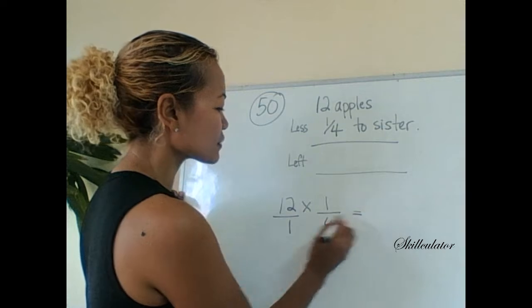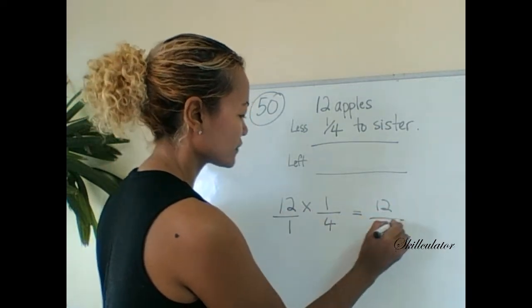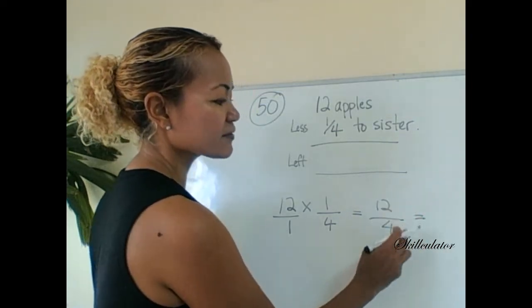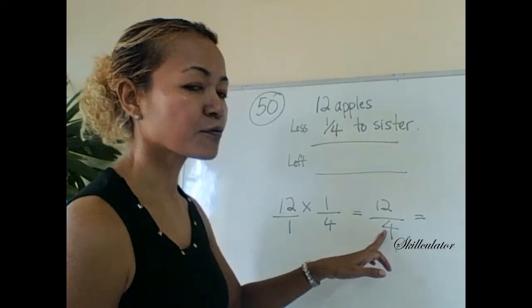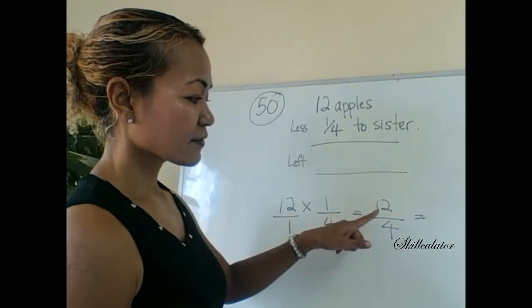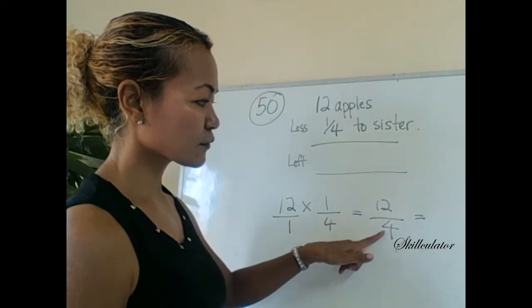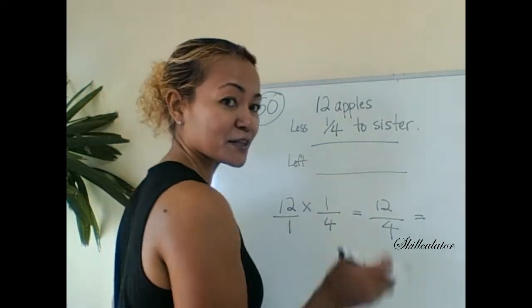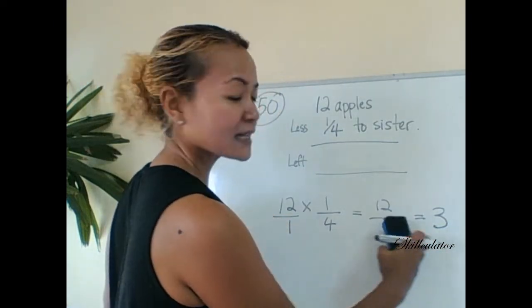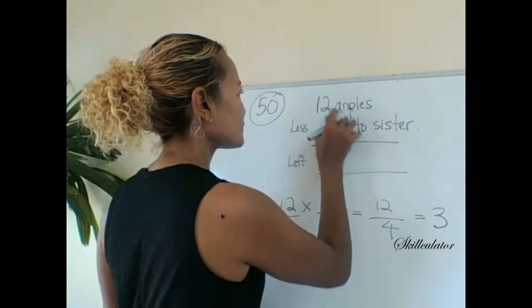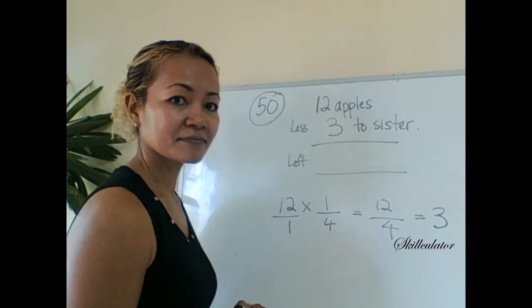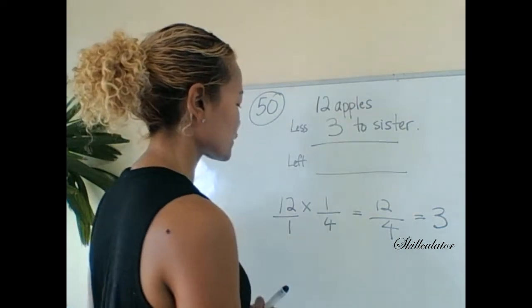Put it over 1 to convert it to a fraction. Multiply the numerators, the numbers on top. 12 times 1, 12. 1 times 4, the denominators, 4. Simplified, 12 divided by 4. 4 times table, 4 1s are 4, 4 2s are 8, 4 3s are 12. 12 divided by 4 is 3. So 3 times 4 is equal to 12. Right? You just do the reverse to check. So we now know that the 3 is 3 apples, of course, to the sister.